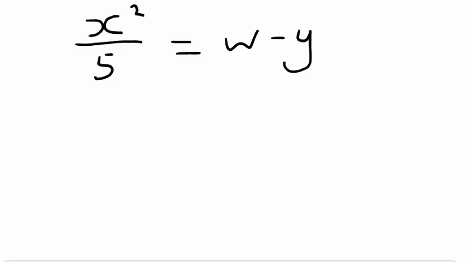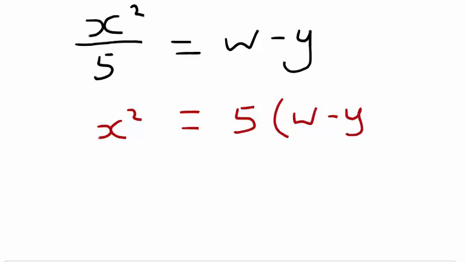So in this one here, we want to get the x squared on its own first. So we multiply both sides by 5. So that leaves you x squared on this side. And then we want to multiply this side by 5. So that would be 5 multiplied by w minus y.